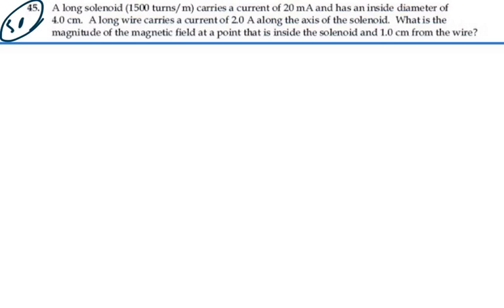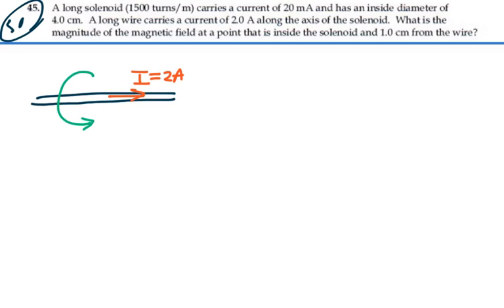the wire? Let's consider the wire first. We have this wire, and it's carrying a current of 2 amps. And because it's carrying a current, there'll be a magnetic field going around it from the right-hand rule like this. And the value of that magnetic field will be mu naught I over 2 pi r.